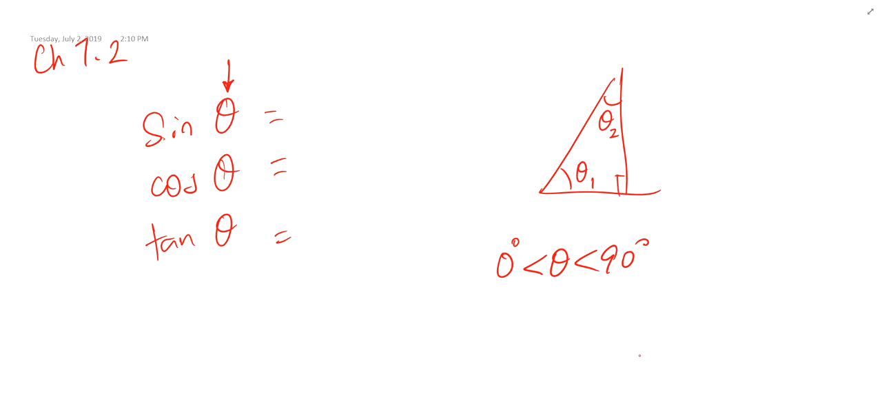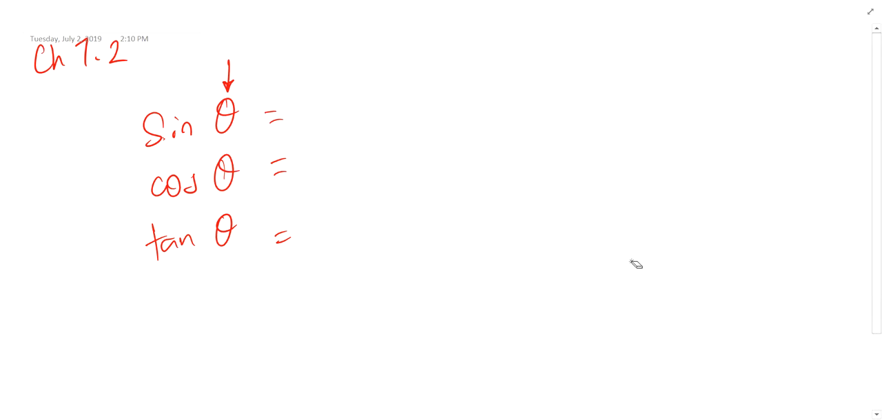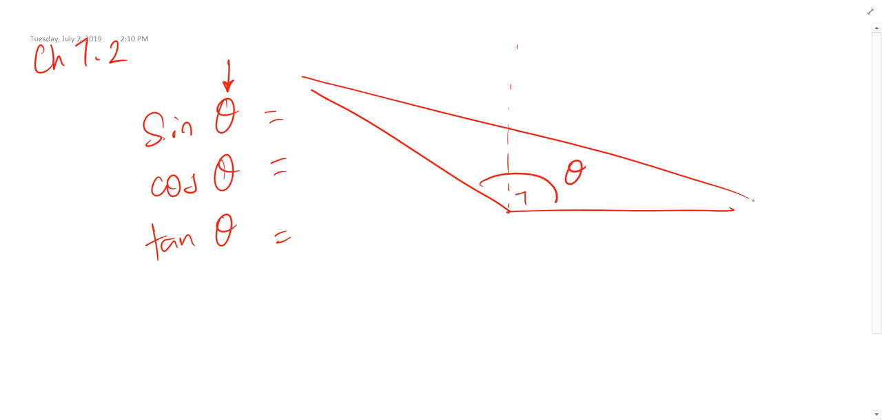If it is more than 90, what kind of triangle would that be? Let us try and form a triangle where theta is more than 90 degrees. So this is my 90 degrees. I want to form a triangle where theta is more than 90 degrees. Is this more than 90 degrees? So we are saying that this can be theta. If this is theta, then my triangle looks like this, right? Is this a right angle triangle? It is not a right angle triangle anymore.